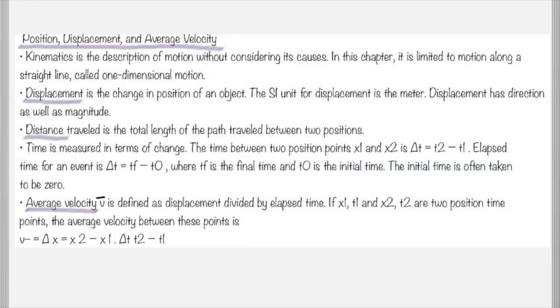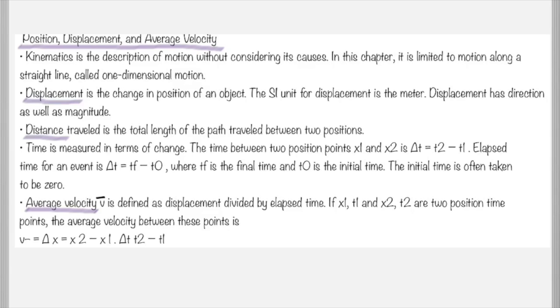Kinematics is where you look at how an object moves, but you don't worry about what's making it move. Tell me, what is making this move? Force. So in kinematics, we are not concerned about forces. We are only concerned about how the object moves. Is it moving at constant speed or is it increasing speed? That is kinematics. So kinematics is the description of motion without considering its causes.